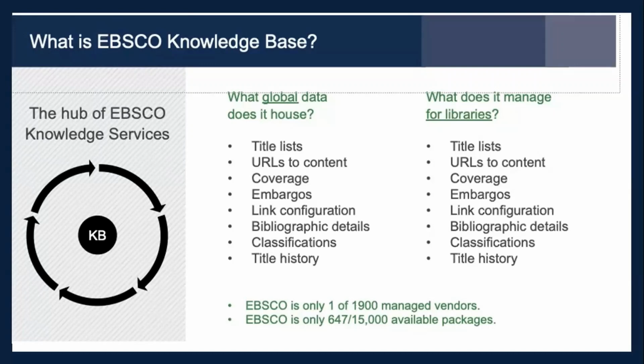So the slide we're looking at now really contains two main components that make up the KB. One is on the left-hand side here, the global data. This is what people traditionally think about when you think about a knowledge base. It's that mapping of everything that's out there that can be selected. And of course, it includes your title lists and packages and any embargoes on content and coverage statements and all those things that could be part of a particular set of data.